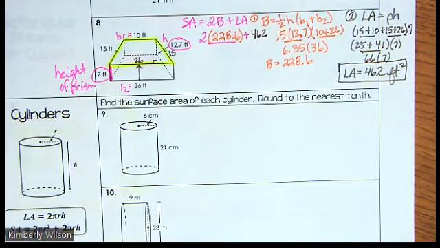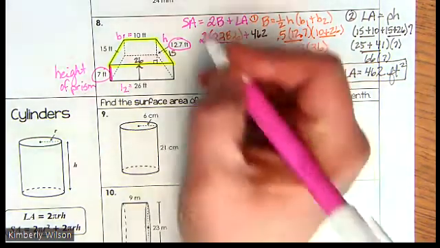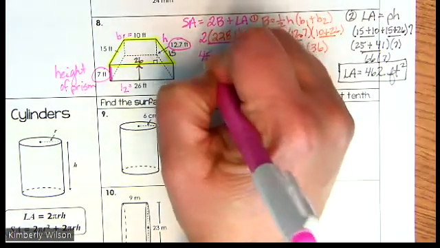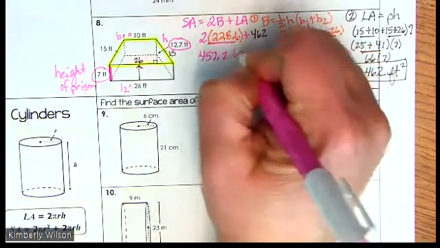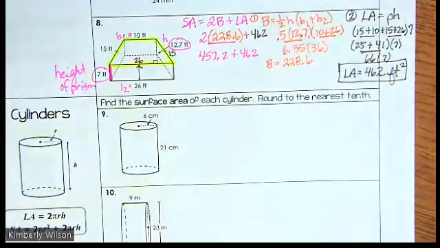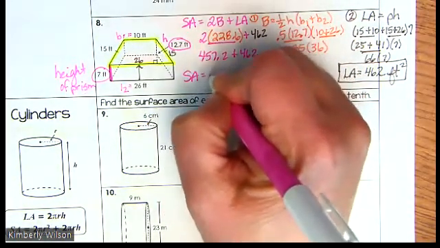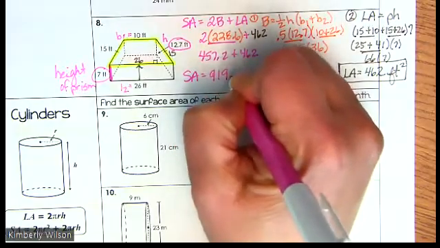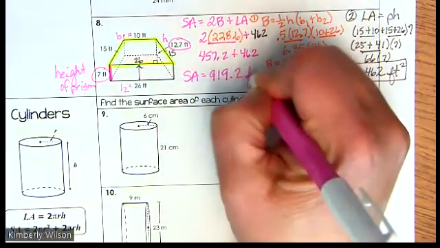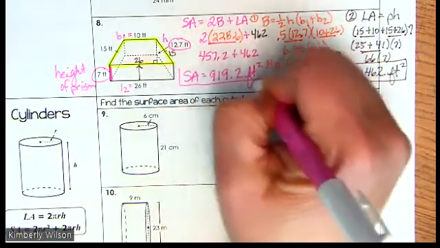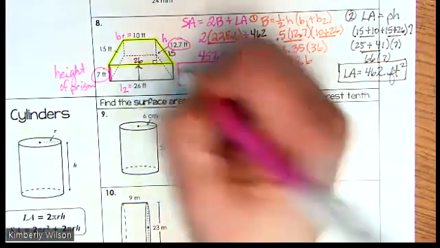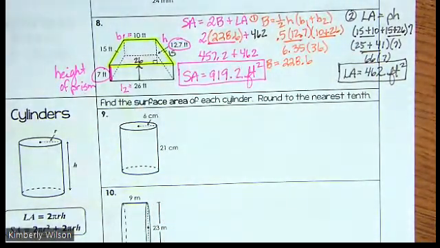I have times 2. So this is going to give me 457.2 plus 462. And that gives me a total surface area of 919.2 feet squared. This is going to be a longer video, guys, because there's so many different shapes. So take a break if you need to and come back to it.